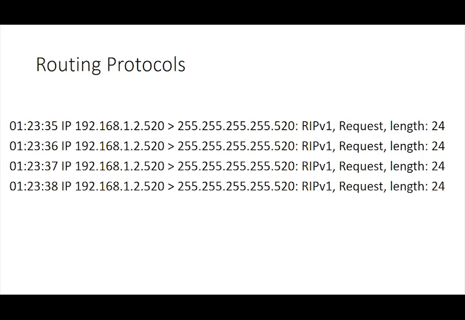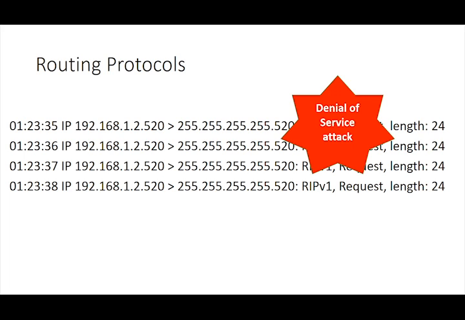As shown in the example log, you can see that IP address 192.168.1.2 is sending a RIP version 1 request as a broadcast to the network. If the security analyst were to see many of these entries in the log, it is quite possible that this is a possible DoS attack to make the network resources unavailable.